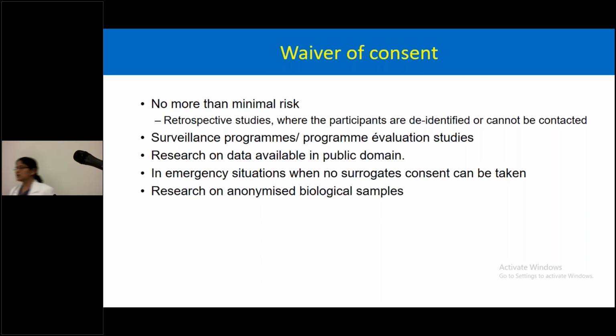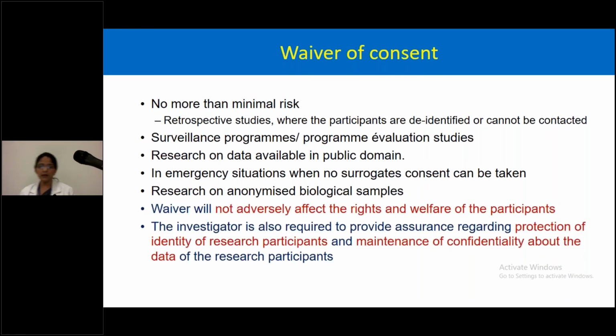For example, as a pathologist, we have a large number of blocks for different things. We can just go back to those blocks and see our cases again and do a retrospective analysis. We do not have any contact with the patient, so that is a waiver of consent that we can ask for. The only thing to remember for waiver of consent is that it should not adversely affect the rights and welfare. For example, you should not reveal the identity of the patient. If you take out a case report from very far behind and reveal the identity of that patient, that is not acceptable, and in that case you will not be given a waiver of consent.